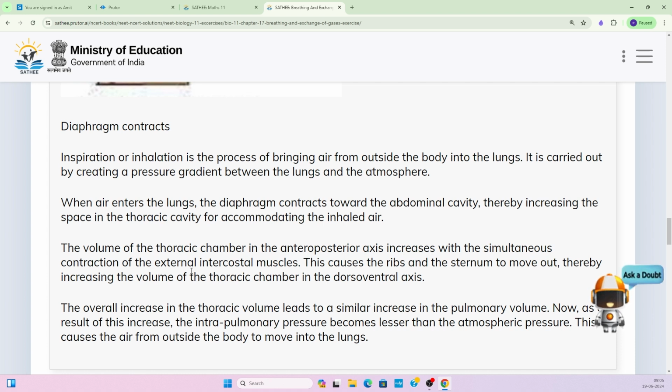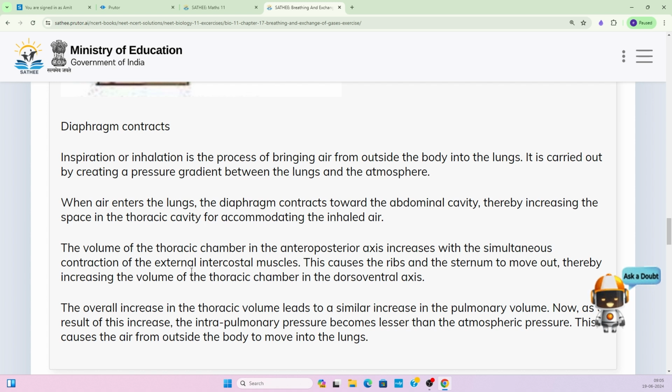So the external intercostal muscles contract and push the sternum and the ribs outward, thereby increasing the volume of the thoracic cavity. Two things are occurring here: first, the diaphragm moves downward, and second, the contraction of the external intercostal muscles brings the ribs and the sternum outward. This increases the volume of the thoracic chamber in the dorsoventral axis.